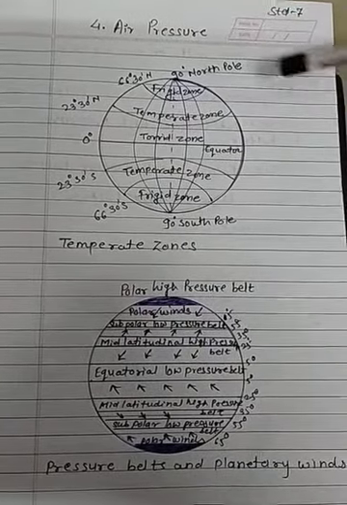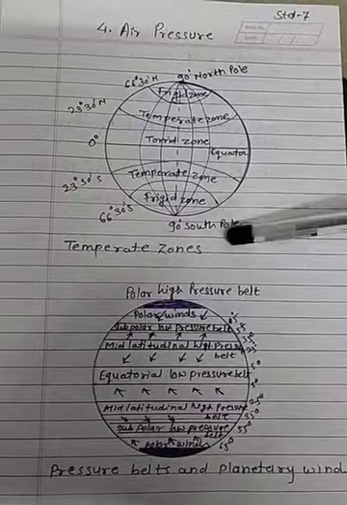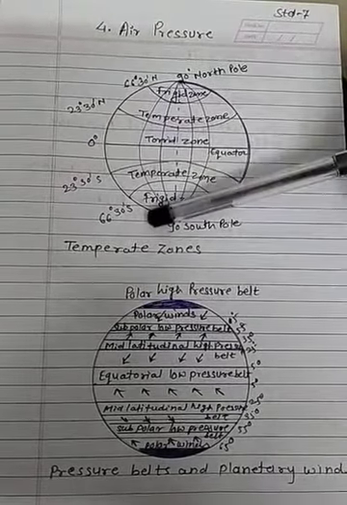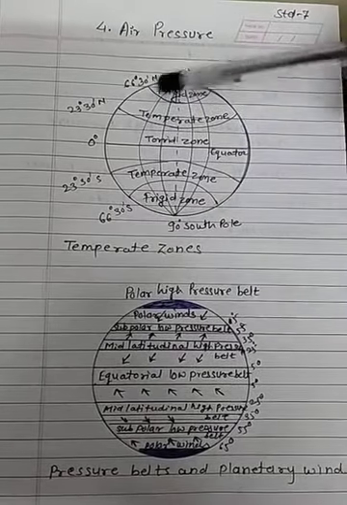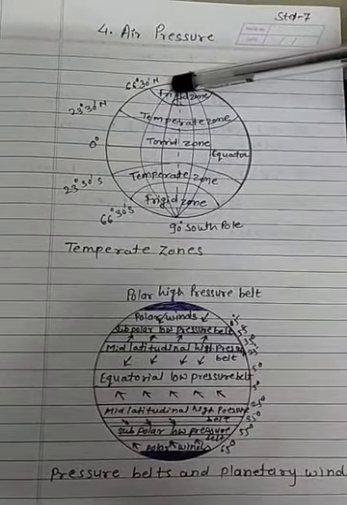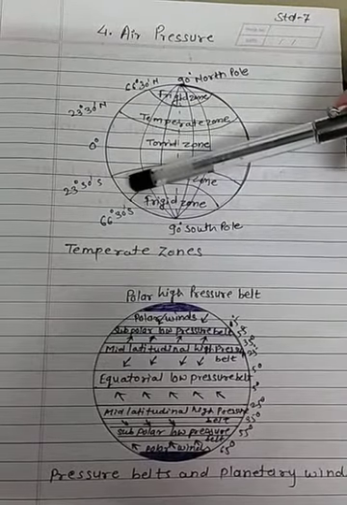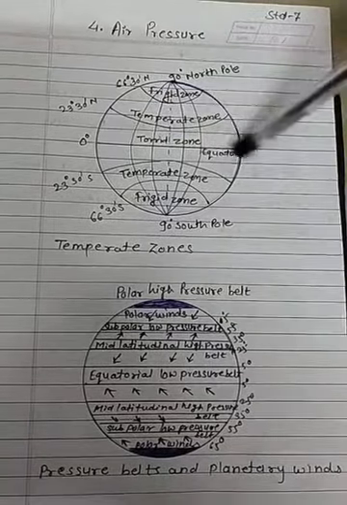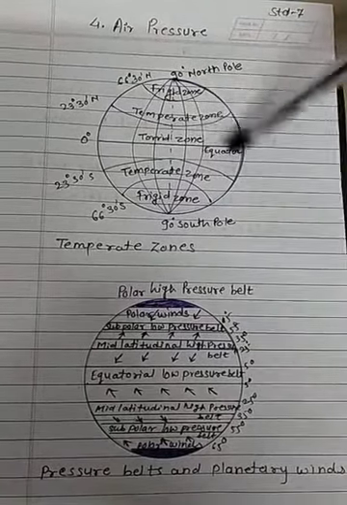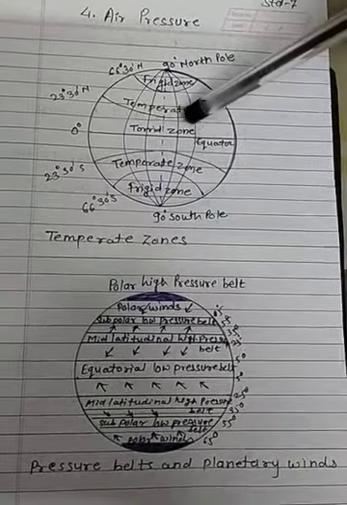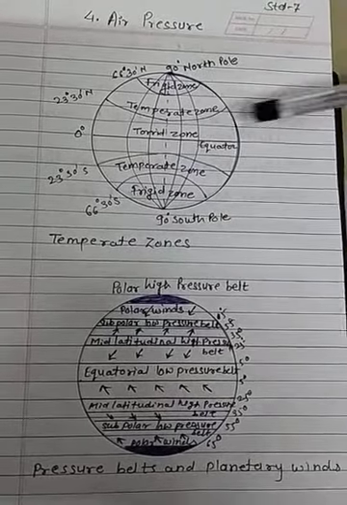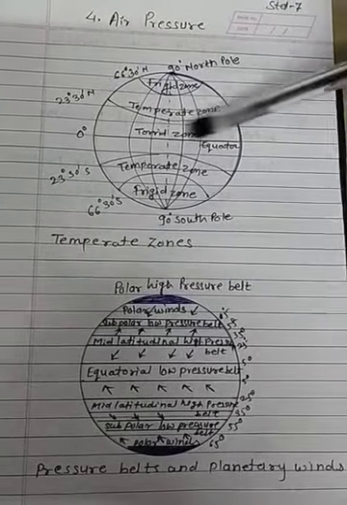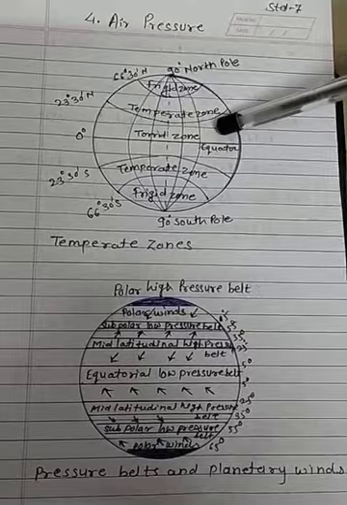See, students, here is the 90-degree north pole and the 90-degree south pole. Then here is the frigid zone, 66-degree 30-minute south. Here it is 66-degree 30-minute north, 23-degree 30-minute south, 23-degree 30-minute north, and 0-degree, that is the equator, which passes through the middle, otherwise the center, which shows the torrid zone. That means in this zone the temperature does not change much. Understood? So this zone is known as the torrid zone.